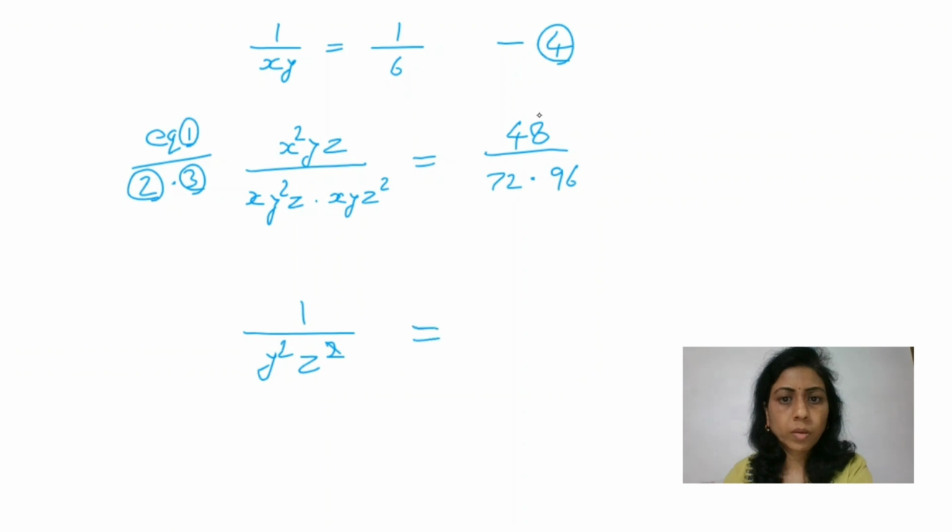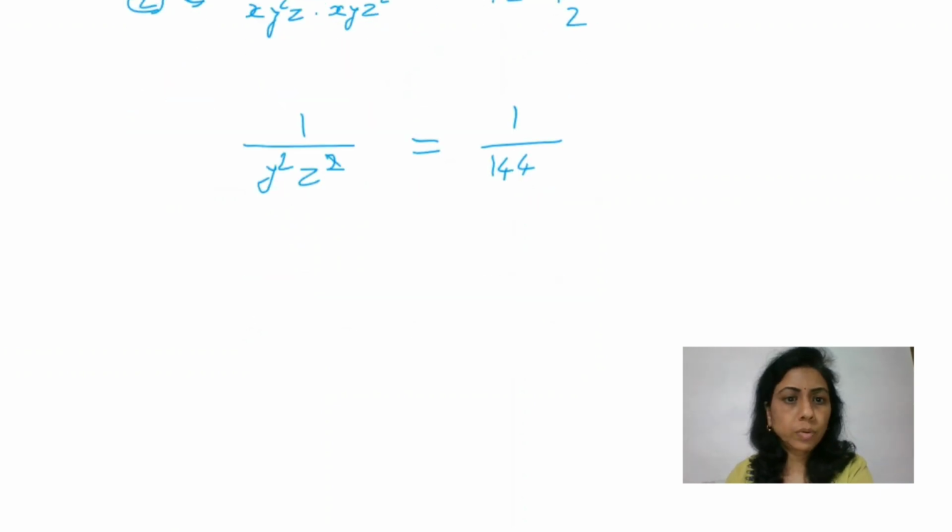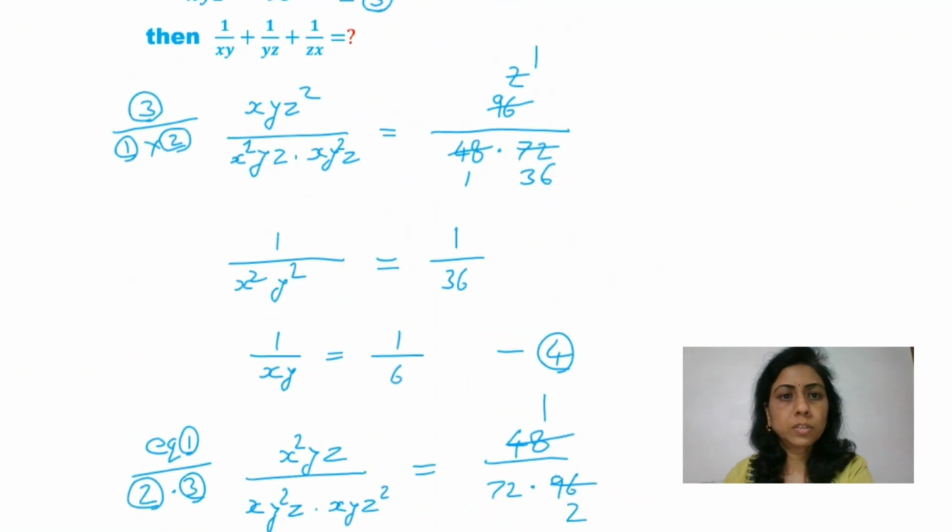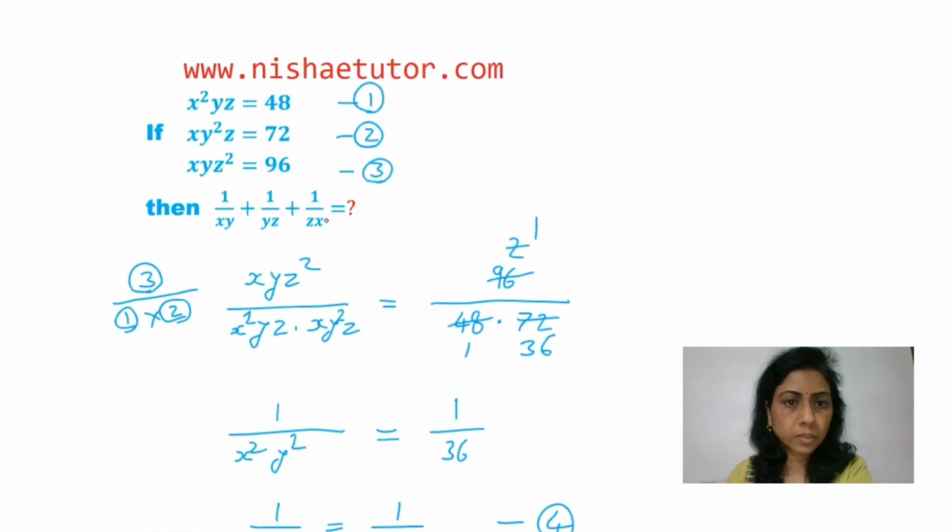Okay, 48 times 1, 48 times 2 is 96. So 1 upon 2 times 72, 144. What is 1 upon yz value? Both side taking a square root, so square root of 144 is 12. This is equation 5. Now we have to find out this 1 upon zx.